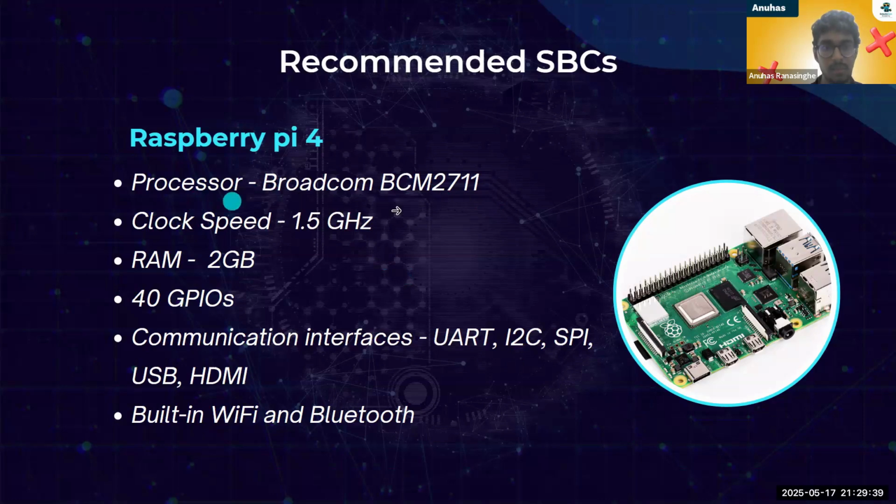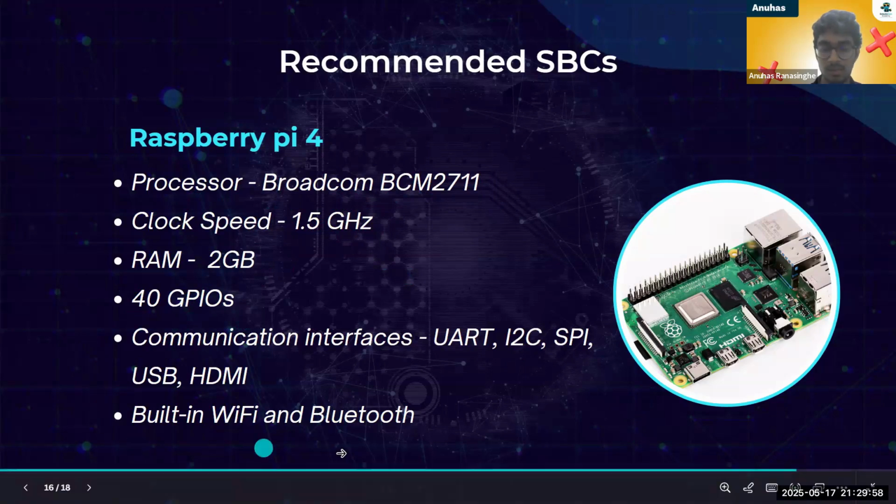The processor used in the Raspberry Pi 4 is the Broadcom BCM2711, and the clock speed is 1.5 gigahertz. It has 2 GB of RAM and 40 GPIO pins, and it has built-in Wi-Fi and Bluetooth capabilities as well.